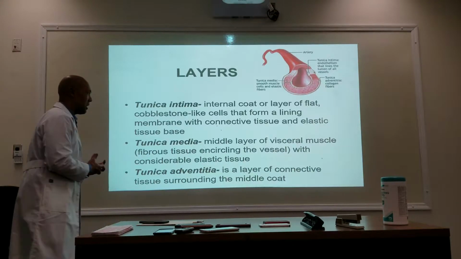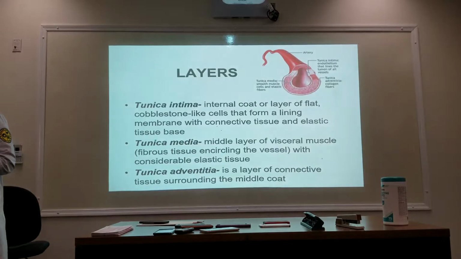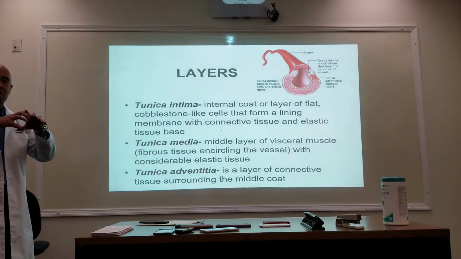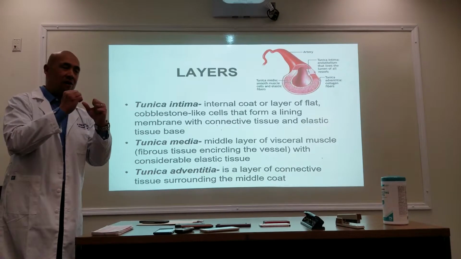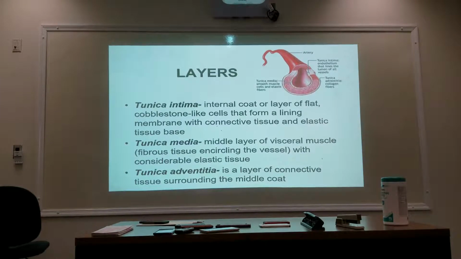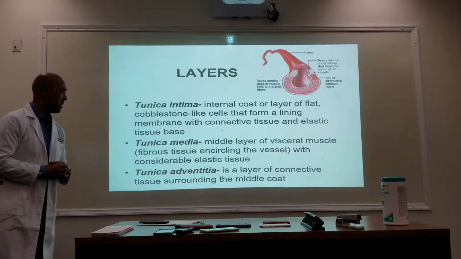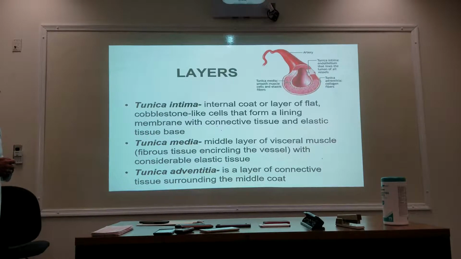Media is the middle layer of visceral muscle, fibrous tissue encircling the vessel to make sure that it stays very firm, with considerable elastic tissue, again allowing for that high pressure for the arterial part of it. Tunica adventitia is the layer of connective tissue surrounding the middle coat and is the outermost portion.